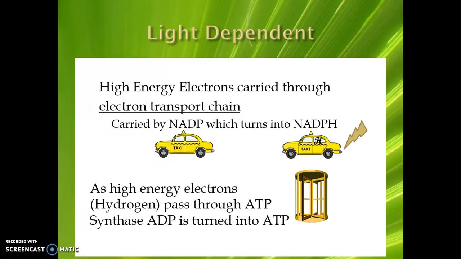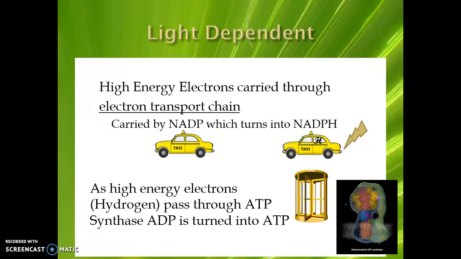Now, when that high-speed taxicab, NADPH, goes through this enzyme at the end, it's going to fly through super fast, and it's going to start spinning really, really fast, and it's going to slam together an ADP and a phosphate, and it's going to turn it into ATP. Now it's a charged battery full of energy, ready to be used. This is what it really looks like.